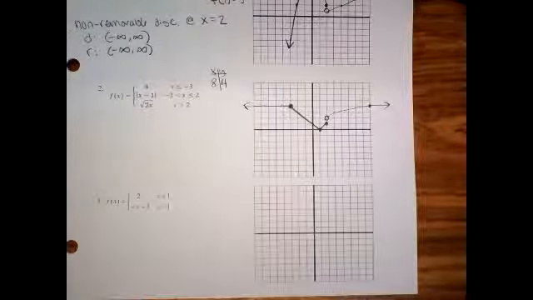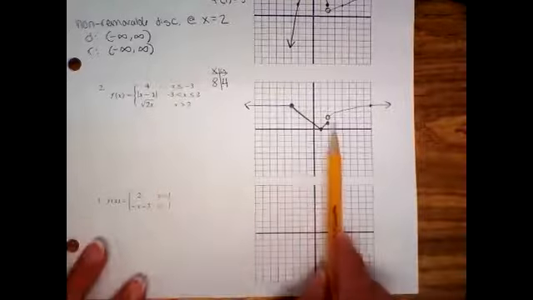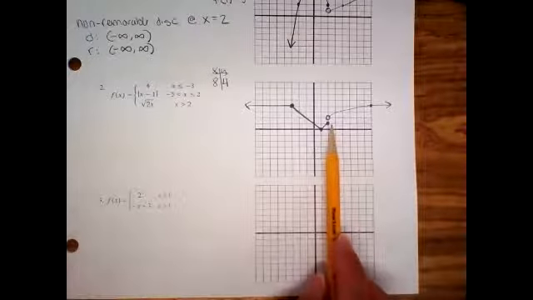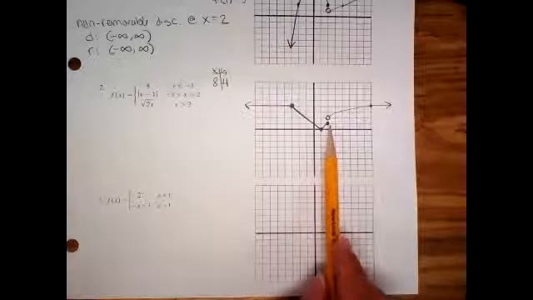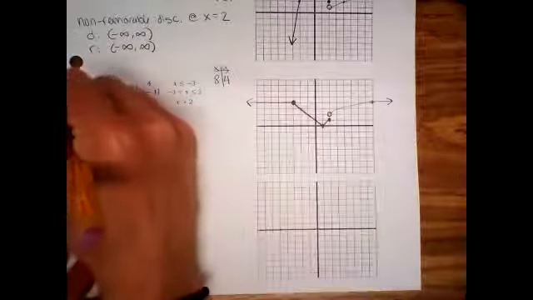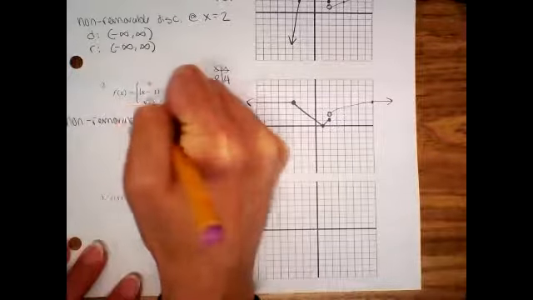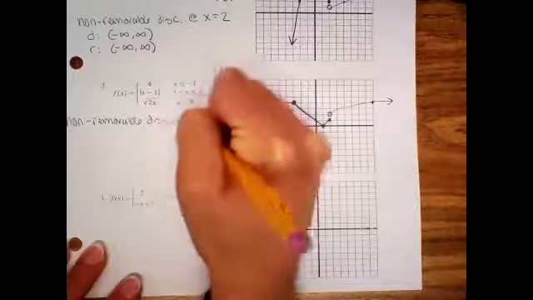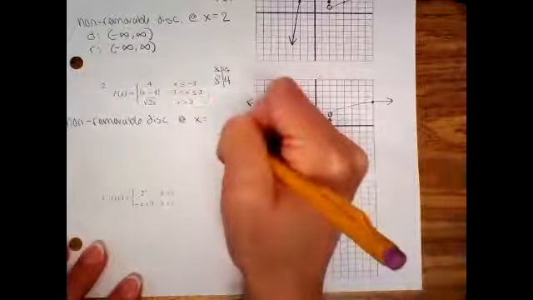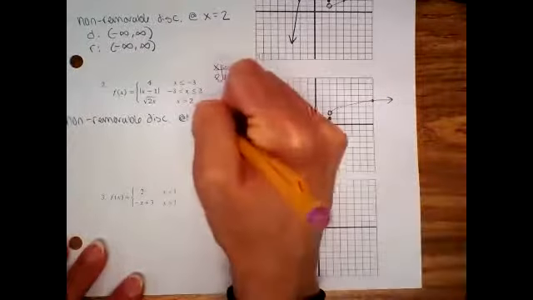All right, continuous or discontinuous? All right, discontinuous, removable or non-removable? Non-removable. You can't fix it just by putting a point back in. So non-removable discontinuity, you can abbreviate that, at x equals, where did the break happen? 2.